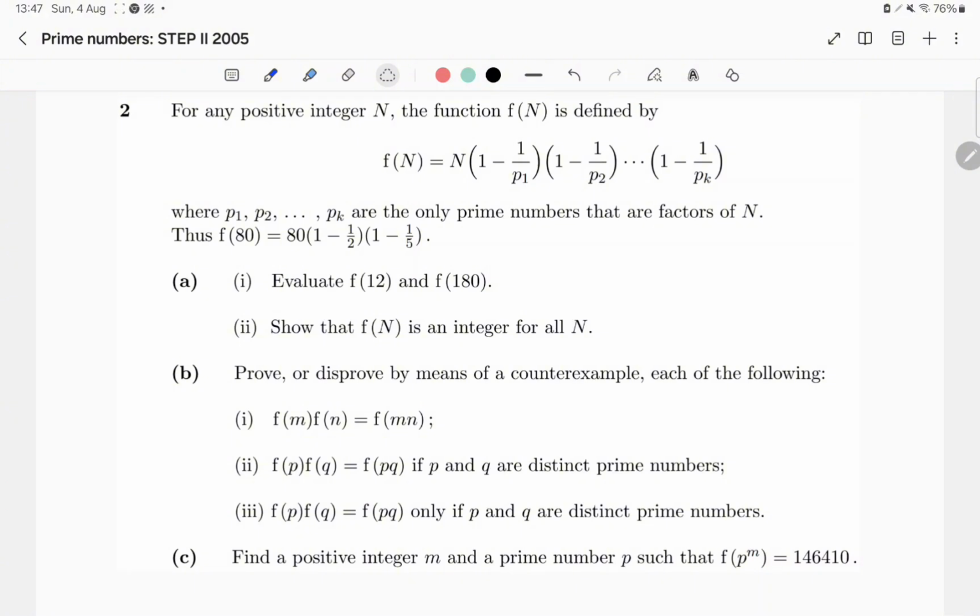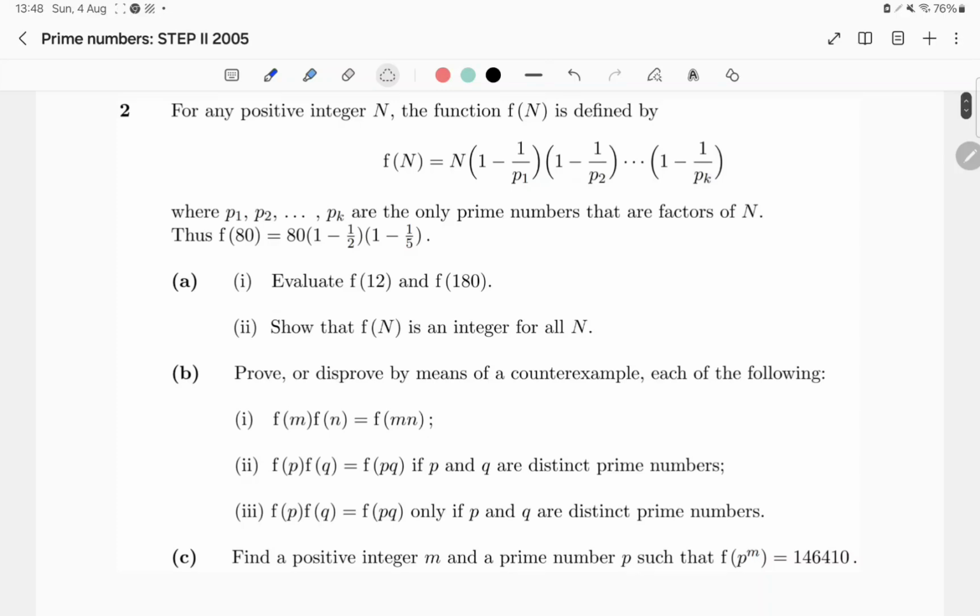For any positive integer n, the function f(n) is defined by f(n) equals n multiplied by (1 minus 1/p1) multiplied by (1 minus 1/p2) all the way to (1 minus 1/pk), where p1, p2, all the way to pk are the only prime numbers that are factors of n. Thus, f(80) is 80 (1 minus 1/2)(1 minus 1/5).